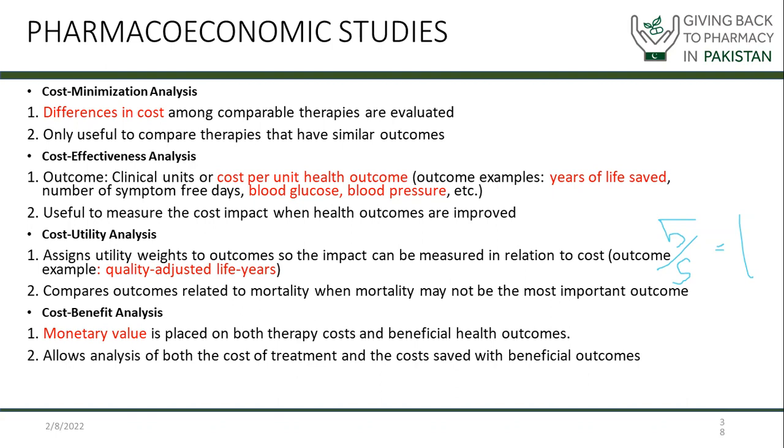So first is the cost minimization analysis. Difference in cost among the comparable therapies. For example, if I give you 2 therapies and I know this therapy is treating you at a lesser cost, this is a cost minimization analysis. It is only useful to compare therapies which have similar outcome. So I give you therapy 1 for your diabetes and therapy 2 for your diabetes. Both are reducing your HbA1c and both are reducing your glucose level. But which one is lesser cost is the cost minimization.